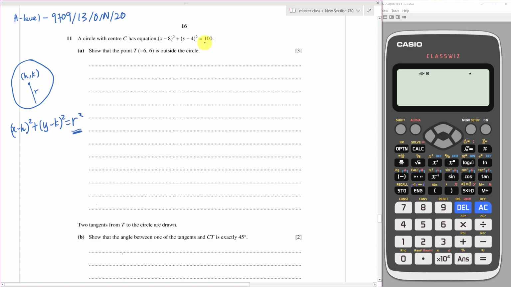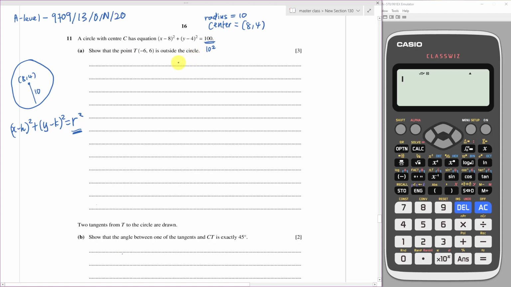If you don't have a square, like this 100, we know that our radius is 10, because this 100 I can change to 10 squared, isn't it? And from here I can know my center point as well. My center point should be 8 and 4. This is the information I can get from the equation of the circle. So right now I know the circle center will be 8, 4, and the radius will be 10.